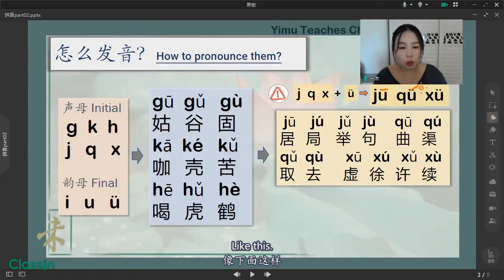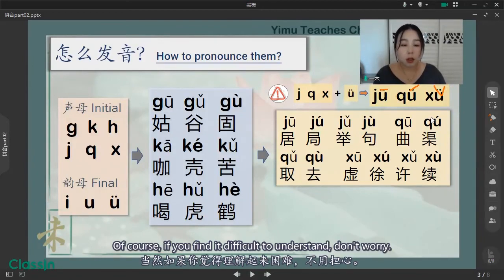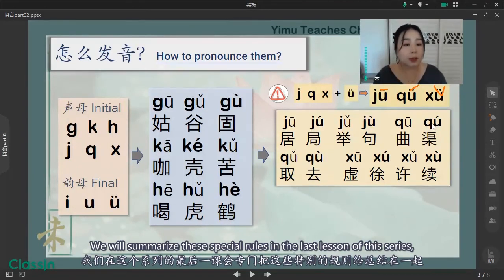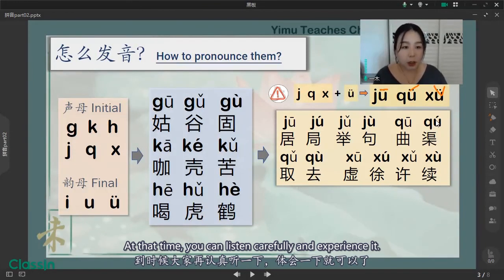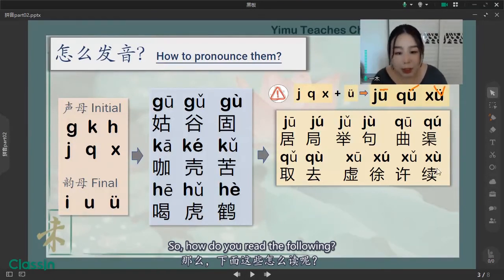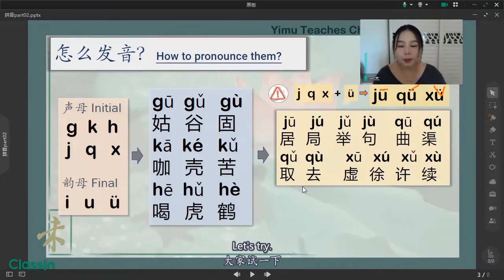居 曲 许. Of course, if you find it difficult to understand, don't worry. We will summarize these special rules in the last lesson of this series. At that time, you can listen carefully and experience it. So, how do you read the following? Let's try.